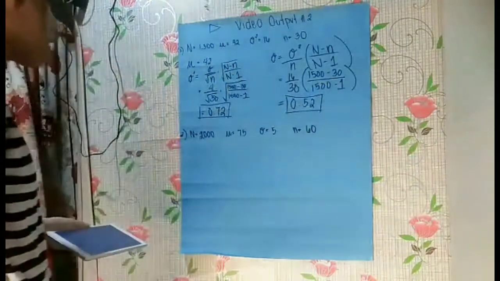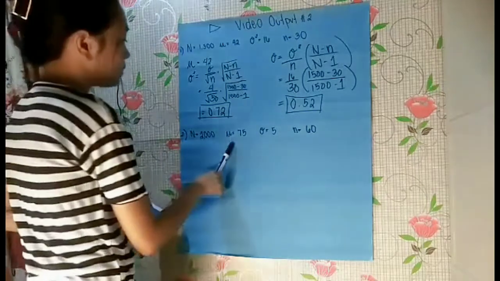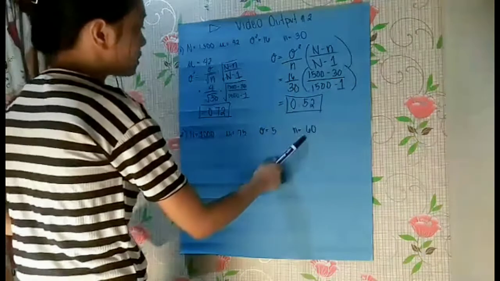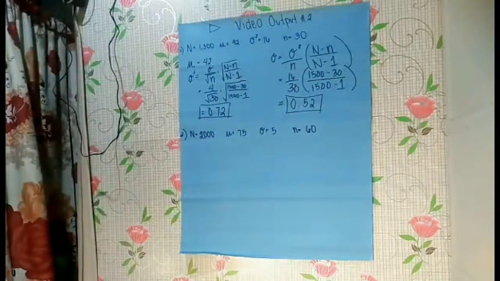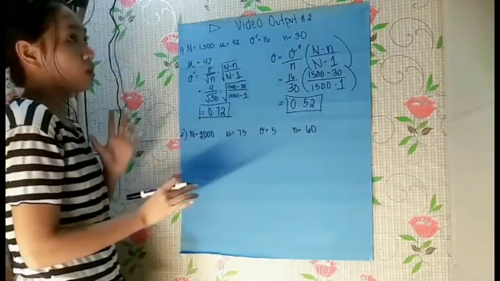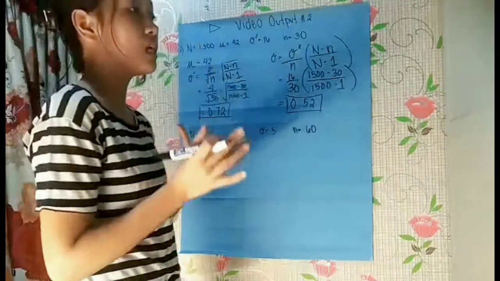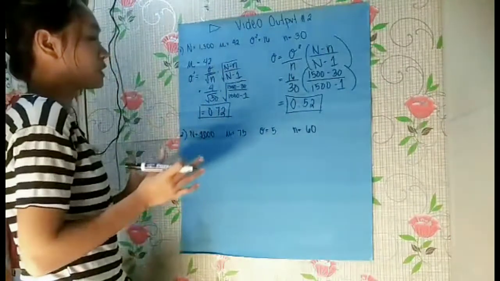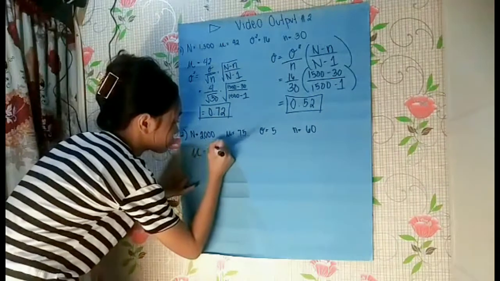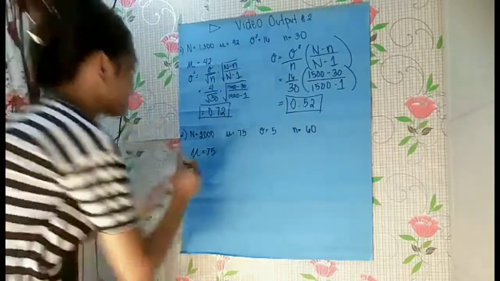For number 2, we have 2,000 as the population, a mean of 75, a standard deviation of 5, and a sample size of 60. Again, to find the sample mean, it is simple because we know that the population mean is equal to the sample mean. So whatever our population mean is, that is also our sample mean. We have 75.